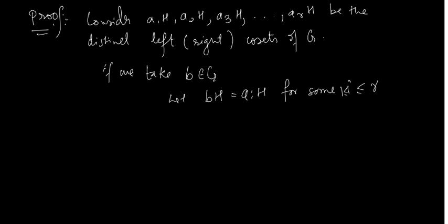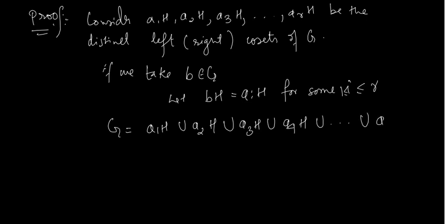Since these are the distinct left cosets, we can say that G can be written as the union from i equals 1 to R of AiH. Why? Because if we take any element B from G, then that particular B will be in one of these cosets. If that does not happen, BH will be another coset different from all the above cosets, from A1H to ARH, and it will contradict our assumption that A1H to ARH are the only distinct cosets of G.